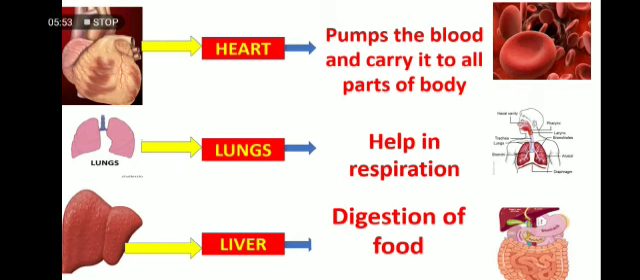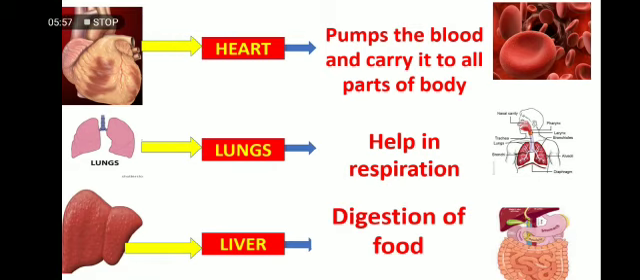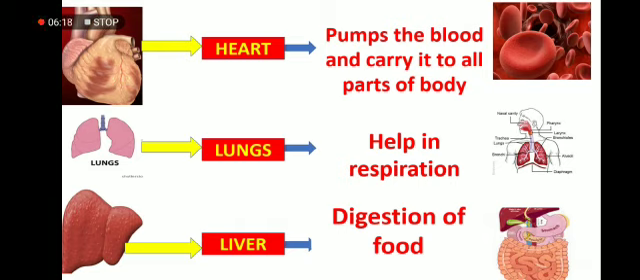The third is the liver. What is the function of the liver? Yes, the liver helps in the digestion of food. And what is digestion? Digestion is the breakdown of food into simpler substances. Fine, students, when you eat something, it is the liver which breaks the food into simpler substances. And why does the liver break it? So that we can get energy from it.